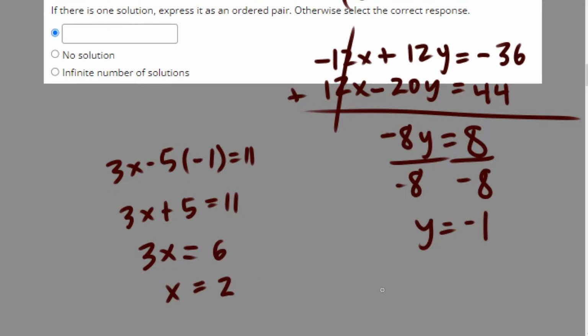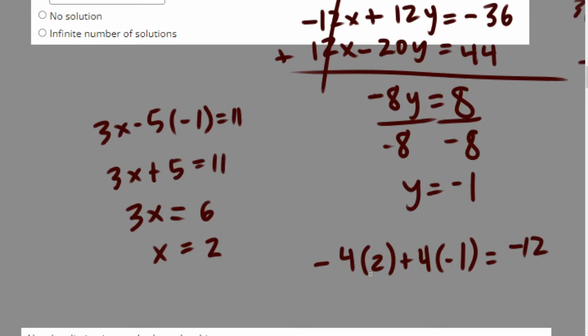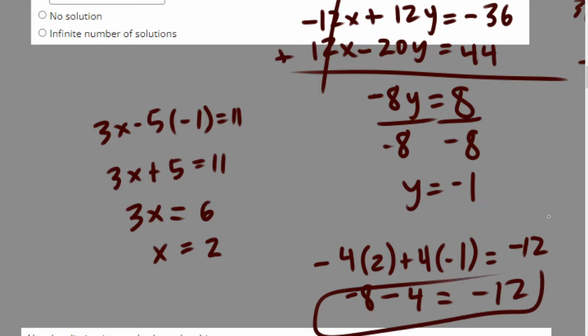Now we can check with our first one. So negative 4 times 2 plus 4 times negative 1 is equal to negative 12. That will give us negative 8 minus 4 is equal to negative 12, which checks out. So our solution is going to be (2, negative 1).